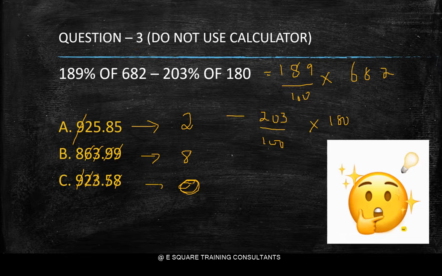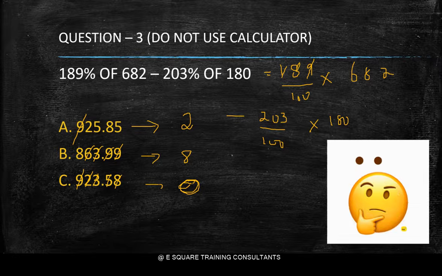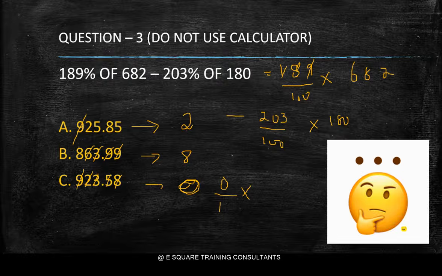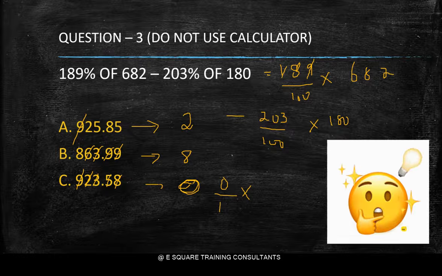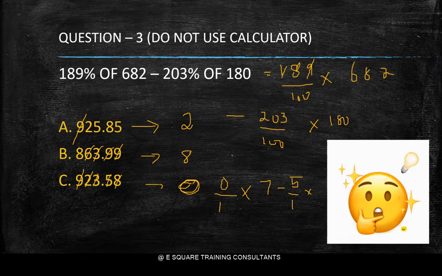So 9, I'll while off 1 plus 8, again I can cast it out. So this is 0. So 0 by 1 in the place of 100, 1 plus 0 is 1 into 682. So 6 plus 8 is 14, 14 plus 2 is 16. So 1 plus 6 is 7. Okay, so since this is minus, so I'll take minus. So again 2 plus 3, 5, 5 by 1 into 1 plus 8 is 9. So in the place of 9, I'll take 0.